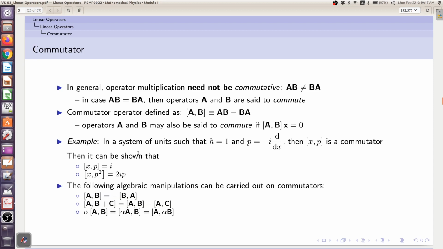Then the following arithmetic manipulations can also be carried out on commutators. If you change the order of the commutator [a, b], that is the same as minus [b, a]. And if one of the operators is a combination of two operators, [a, b + c], then you can distribute them: [a, b] + [a, c]. And if I multiply a commutator bracket with some constant alpha, that is the same as multiplying alpha with either of the two operators, either with a or with b.